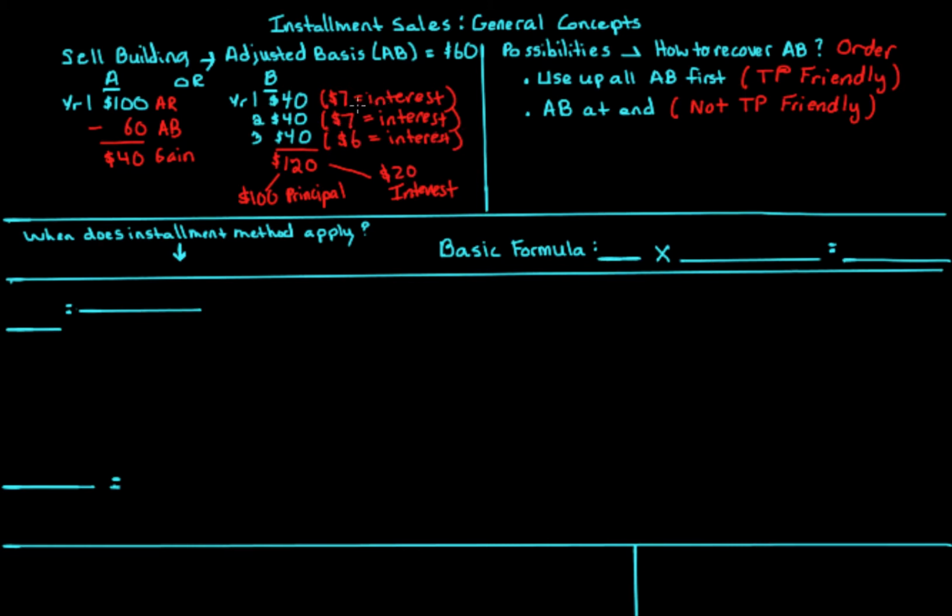If we add up all the principal portion, right? 40 minus 7 is 33 for years 1 and 2. So 33 plus 33 is 66. And then 40 minus 6 is 34. 66 plus 34 is 100.